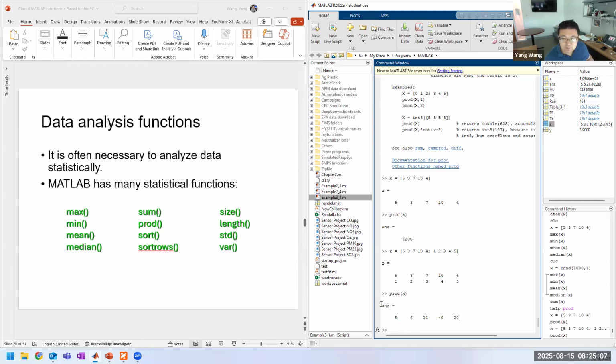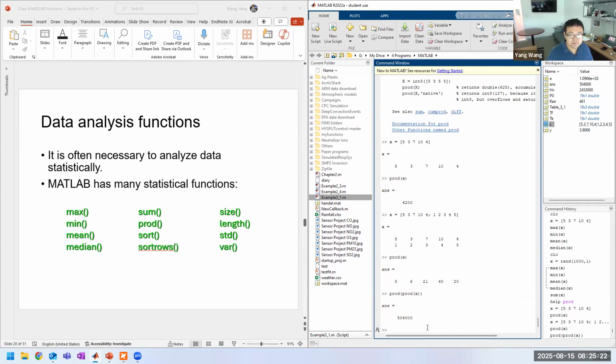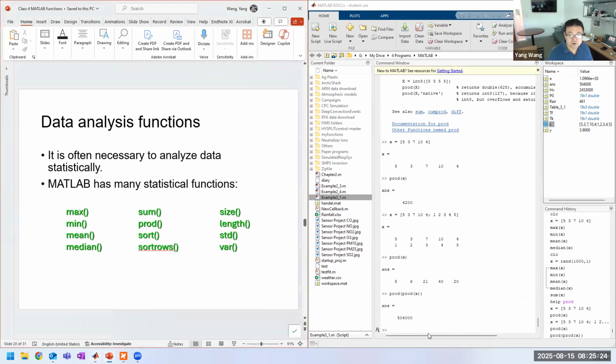But now, if you want to get, for example, the product of everything in this matrix, what do we do? Just do prod of prod, right? Because now we have a single array, and if you do the product, then you get everything. This is the function prod.